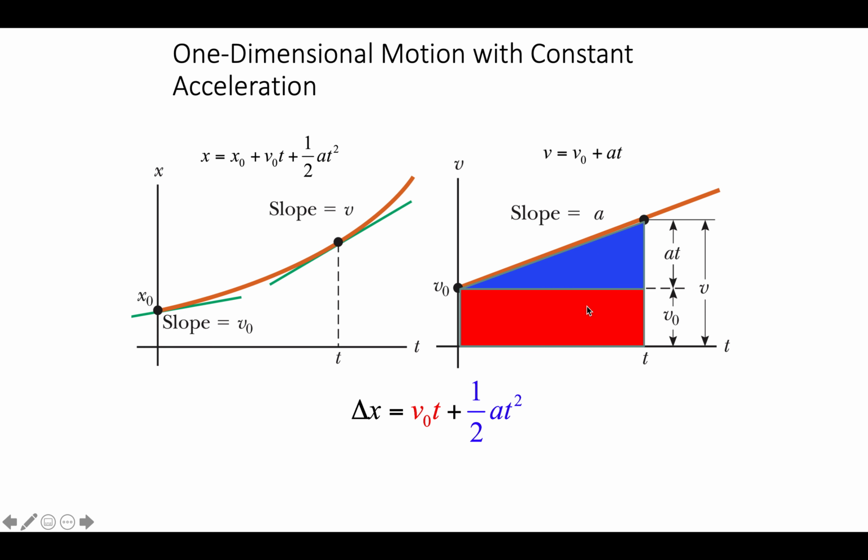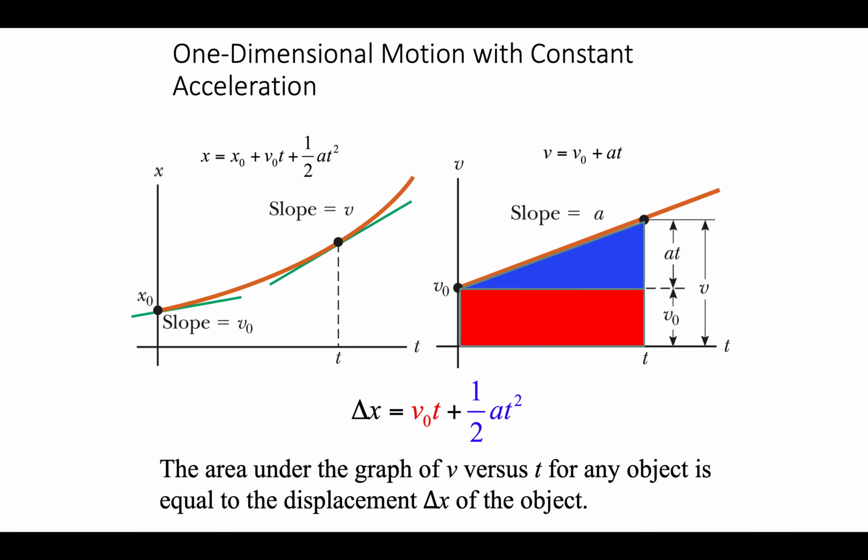So when you add this area to this area, you actually get this equation, which we just derived algebraically, and it also shows and reiterates that the area under the vt graph represents the displacement during that motion, which is kind of cool. Okay? The area under the graph is equal to displacement. And that's true of any shape vt graph. Even if the acceleration isn't constant, the area under it will represent the displacement during that time interval.